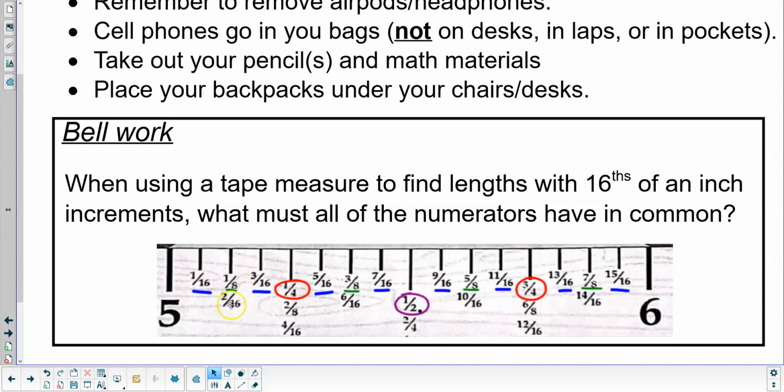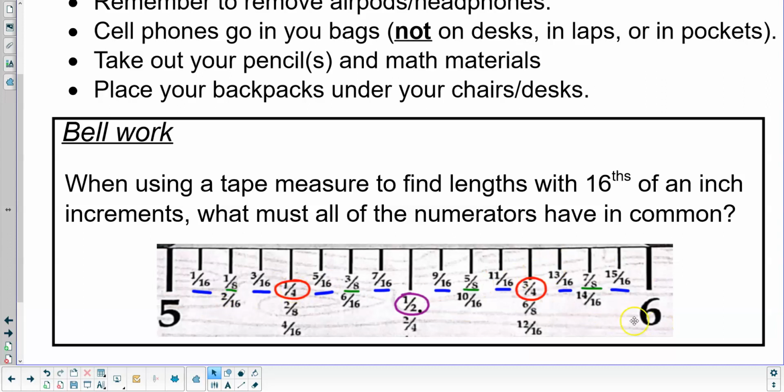So in this case, 2/16 becomes 1/8, 3/16 stays 3/16, and then if I go to 4/16, it becomes 1/4. So in the previous video that we saw in class, you saw that every other number stays with a denominator of 16, and then you can sort of just add 2 to the numerator. So if you can remember that, that will help you with measuring correctly using 16ths of an inch increments.